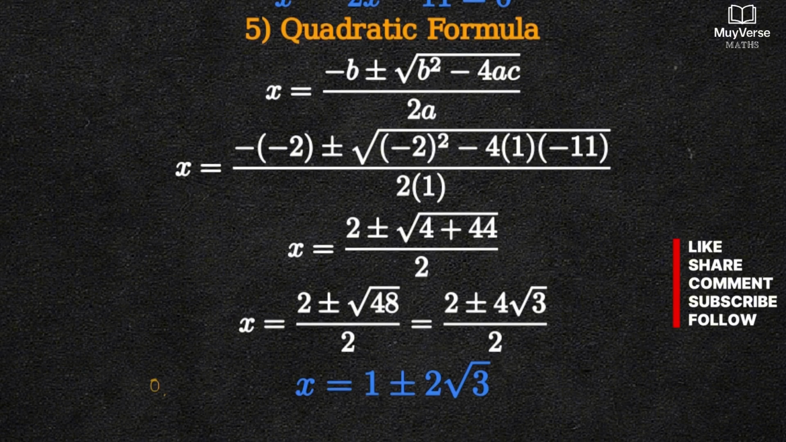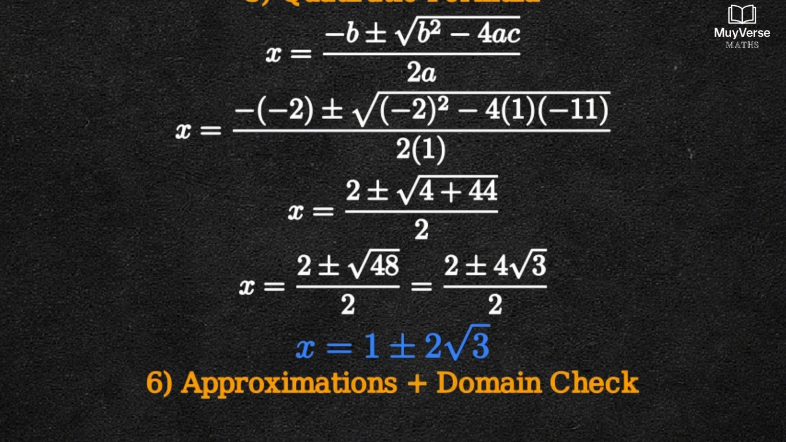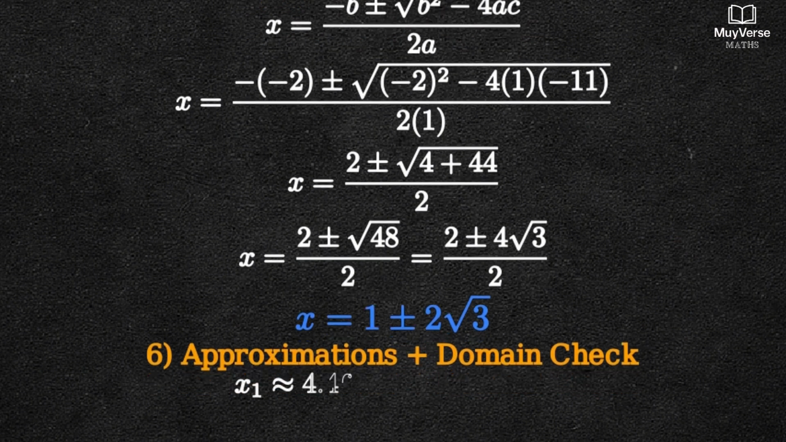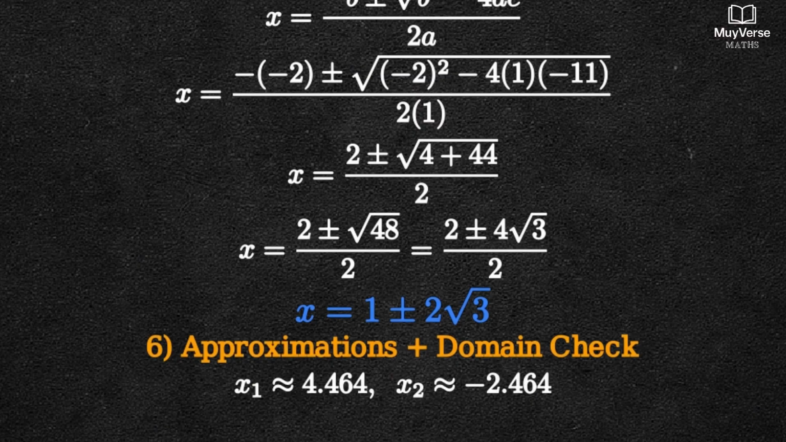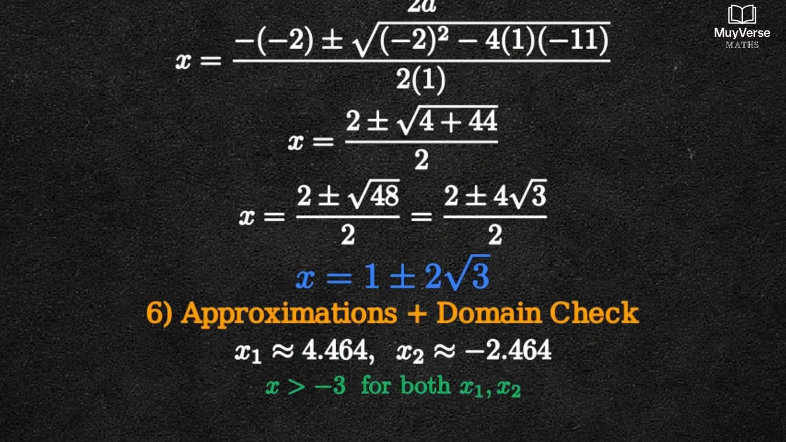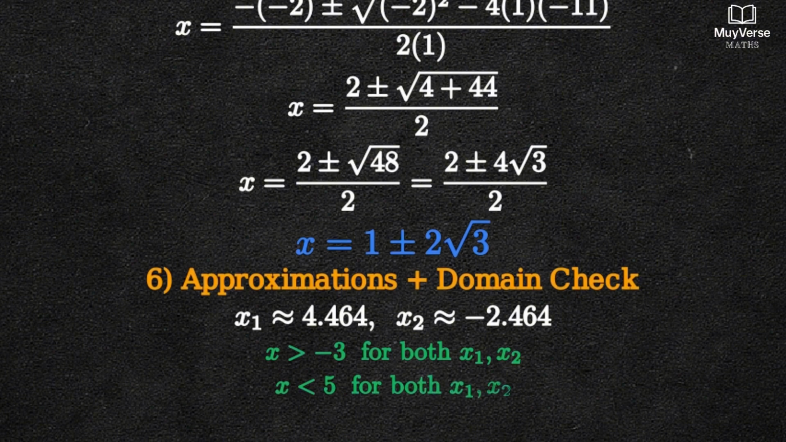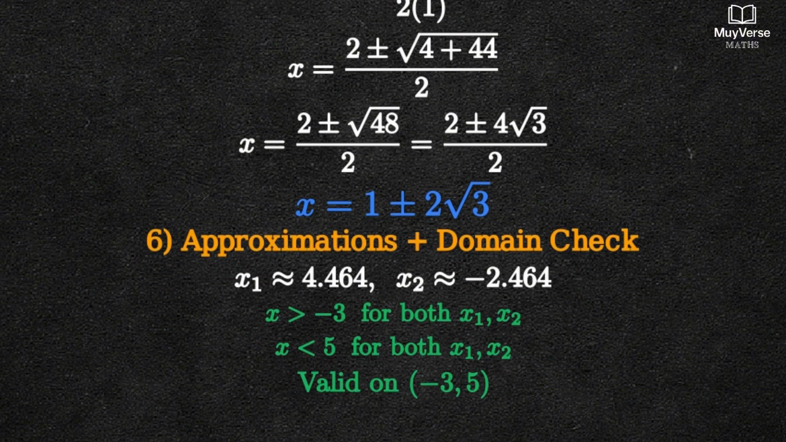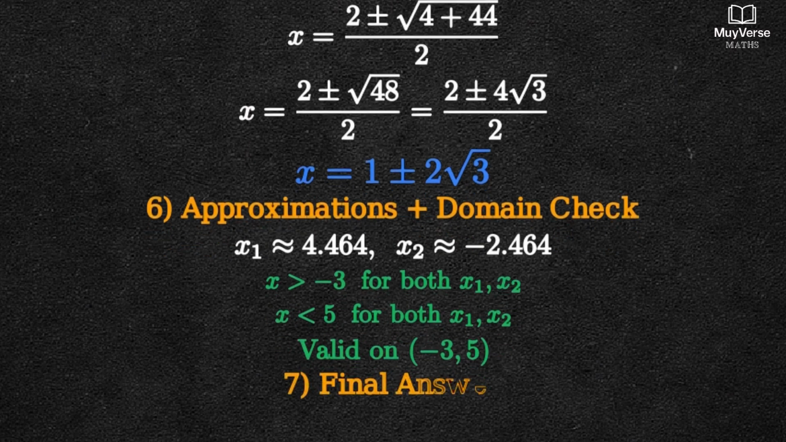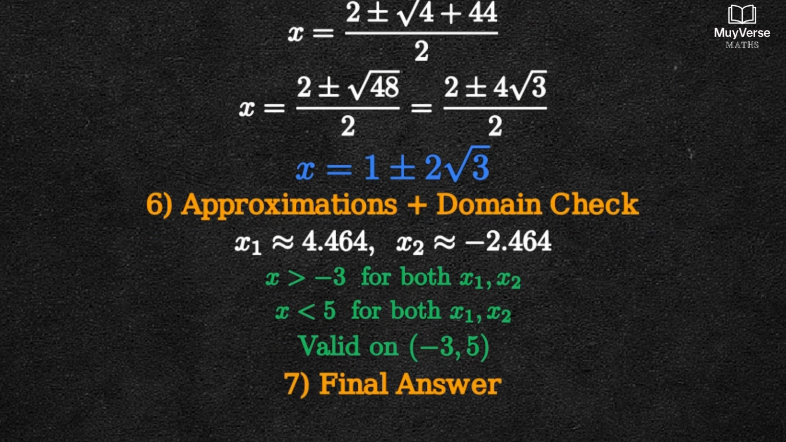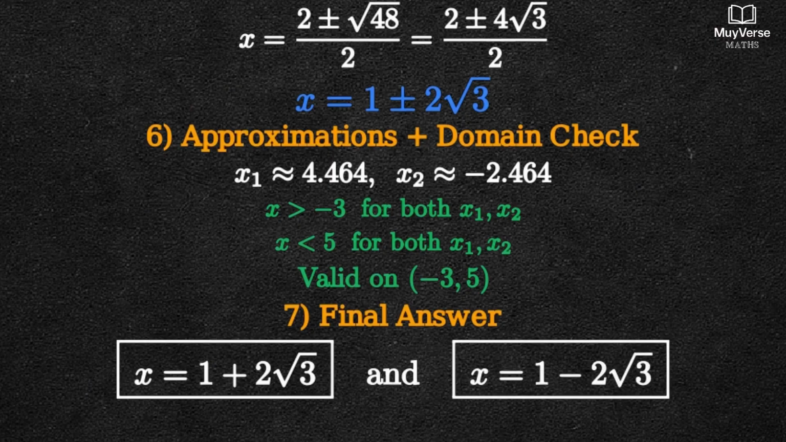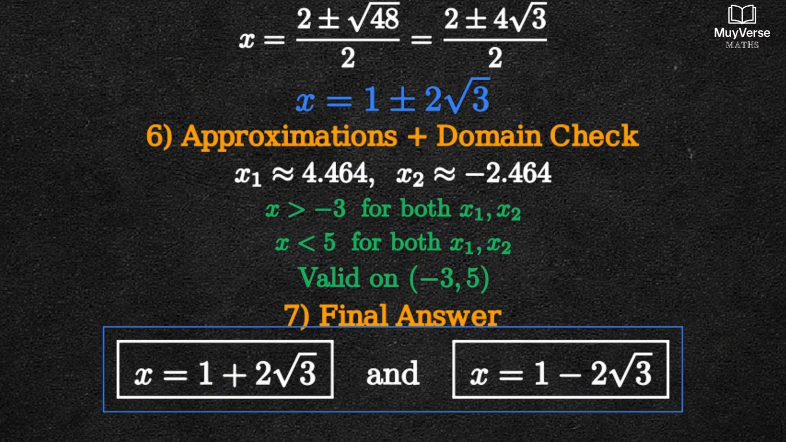Step 6. Compute approximations and check the domain. The approximate values are x1 about 4.464 and x2 about minus 2.464. Both numbers are greater than negative 3, and both are less than 5. Therefore, both solutions belong to the interval negative 3 to 5 and are valid. Finally, state the solutions clearly. The solutions are x equals 1 plus 2 root 3 and x equals 1 minus 2 root 3.